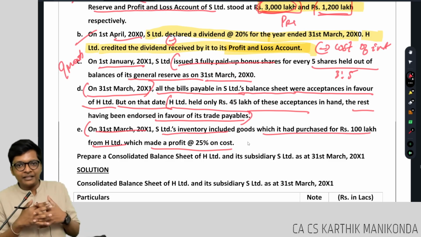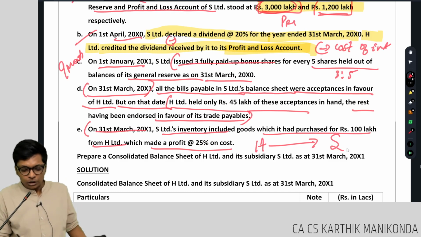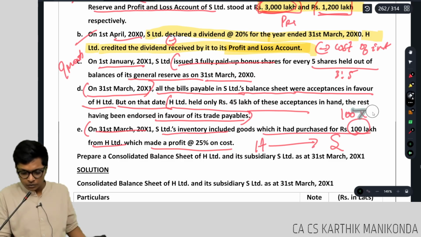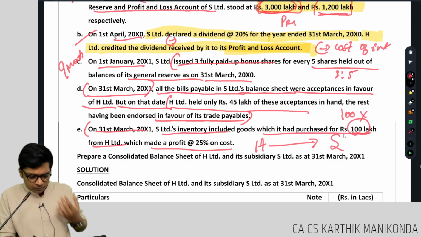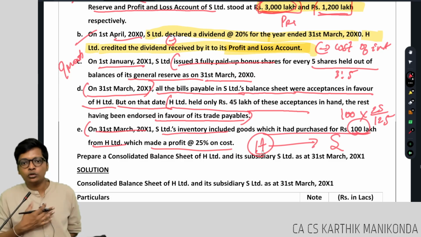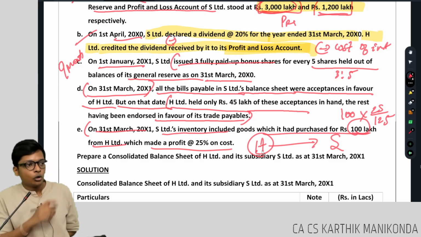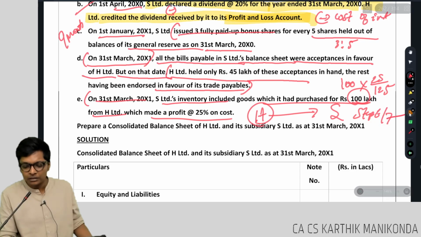Step number 7, intercompany inventory plus profit reserves, because who earned the profit? H sold to S. So profit is how much, guys? It is purchased for 100, 25% on cost, so it will be 25 by 125. We will discuss that. So profit is earned by holding. So no problem. I will adjust only in reserves of holding. When I get there, I will again explain that. This also will come only in step number 6 and 7.